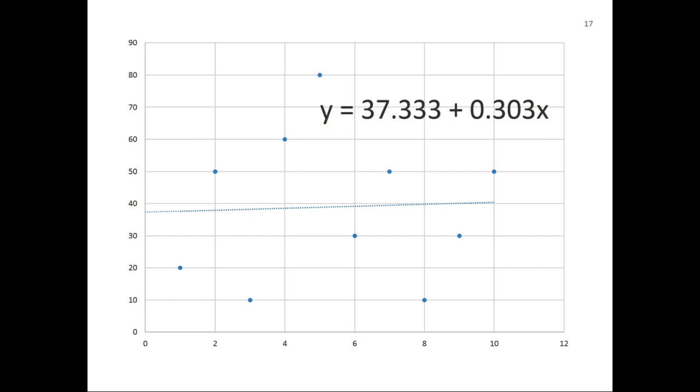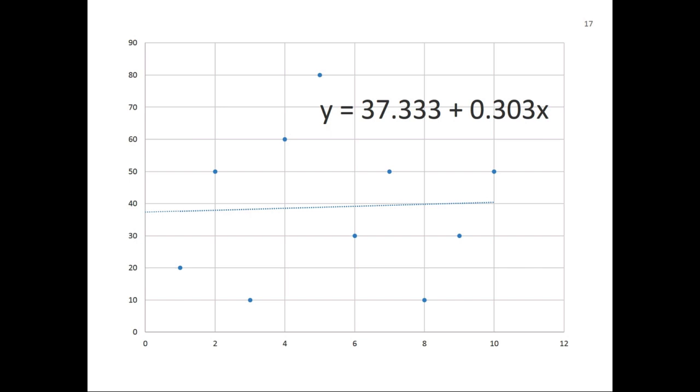And our slope, or our beta 1, is 0.303. So in this example, whenever x goes up by 1, y goes up by only 0.303. And that's not that strong of a relationship, as you can see visually. Of course, these are unstandardized results, and we'll talk about the difference between unstandardized versus standardized after your test, but we'll ignore that for now.